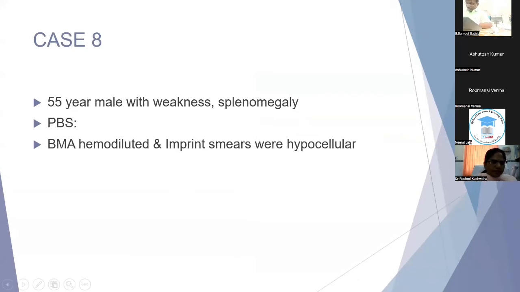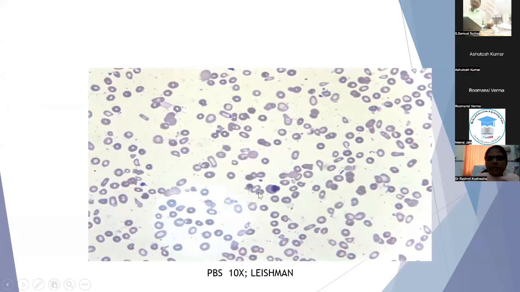Coming to case 8, this is a 55-year-old male with weakness and splenomegaly. The peripheral smear showed pancytopenia. The bone marrow aspirate was hemodiluted, but the imprint smears that we obtained were hypocellular. This is a peripheral smear. We see the teardrop cells, a lot of anisocytosis.